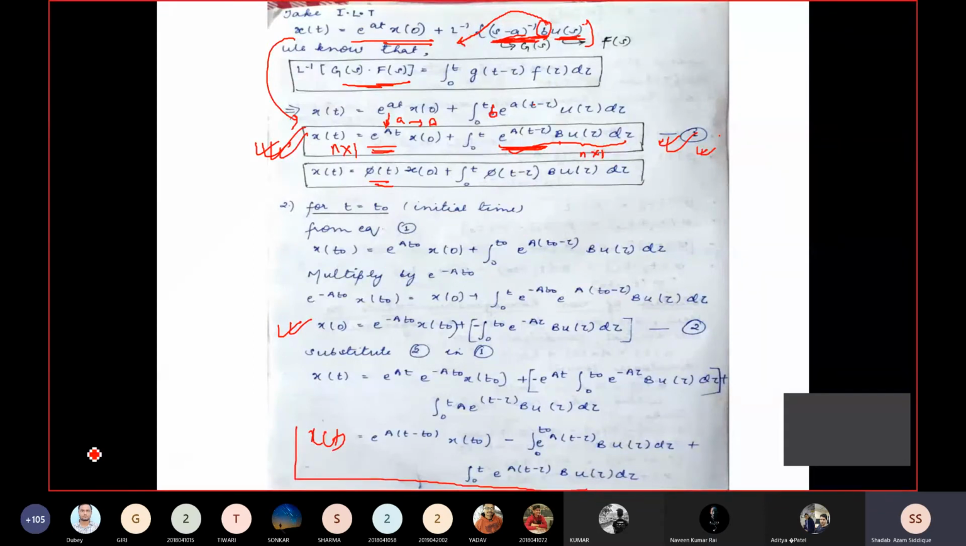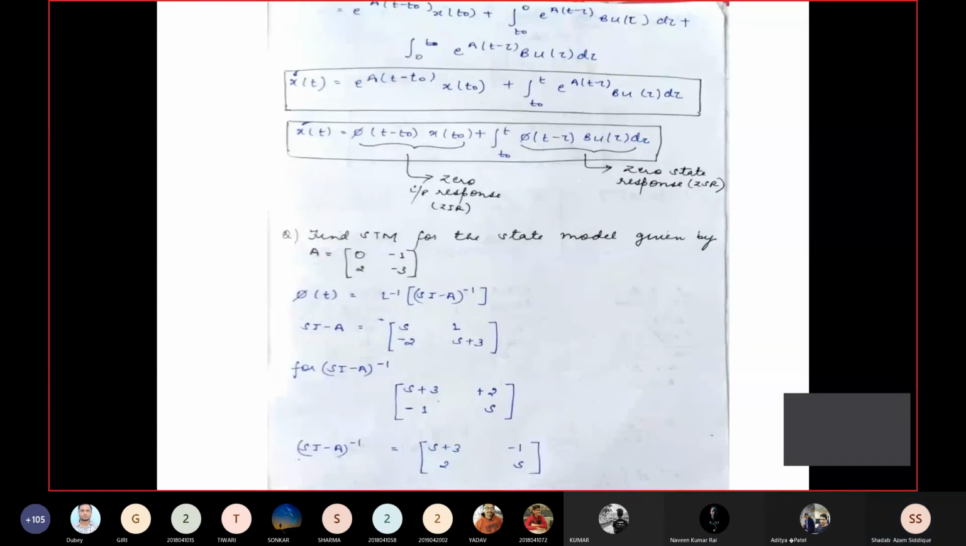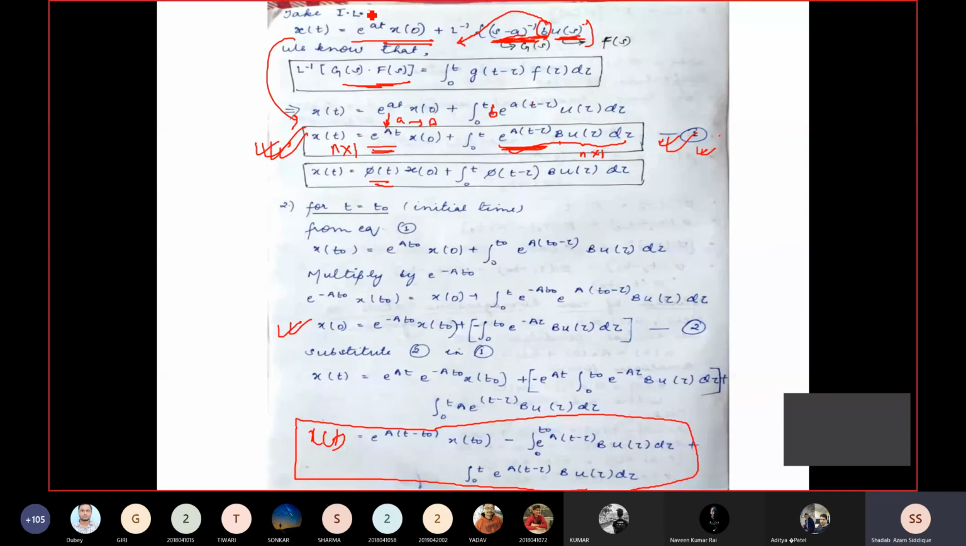Okay, so this is the equation for x of t when the initial time is given. If the initial time is not given, you should simply take t equal to 0. If the initial time is given, your equation will change, and this equation is for the initial time. You can again rearrange that equation and see e to the power a(t minus t naught) x of t naught.